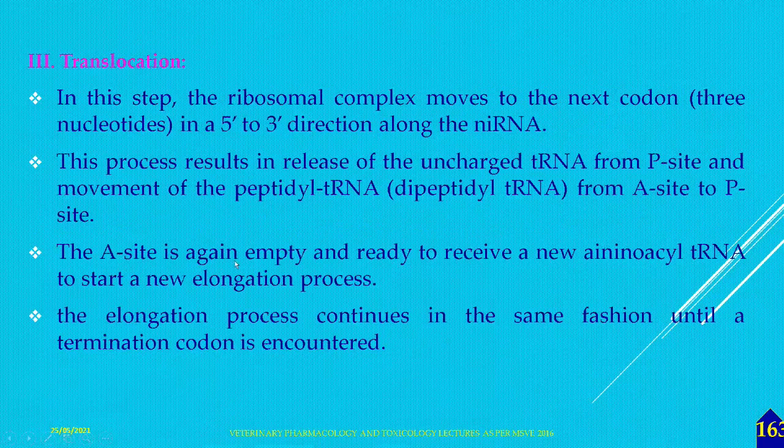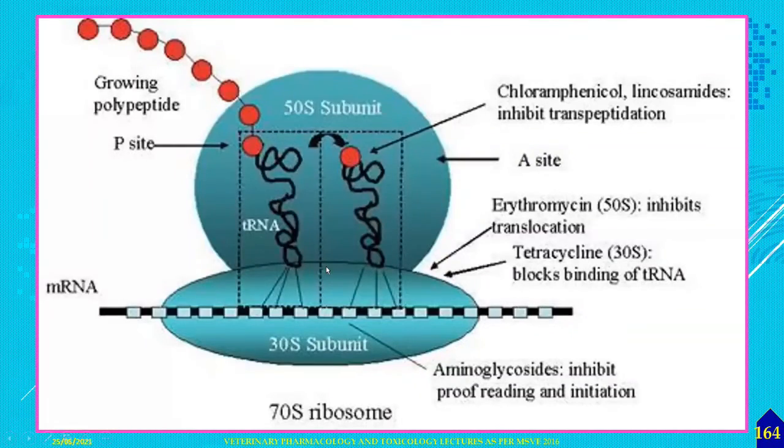So the A site is again empty and ready to receive a new amino acid tRNA to start the new elongation process, and the elongation process continues in the same fashion until a termination codon is encountered. Then it will stop. Here you can see the process of protein synthesis, especially on the 70S ribosomes of prokaryotic cells, which consist of the subunits 50S and 30S. This is the 50S and this is the 30S.